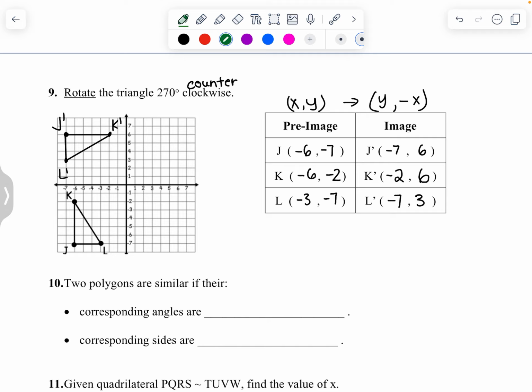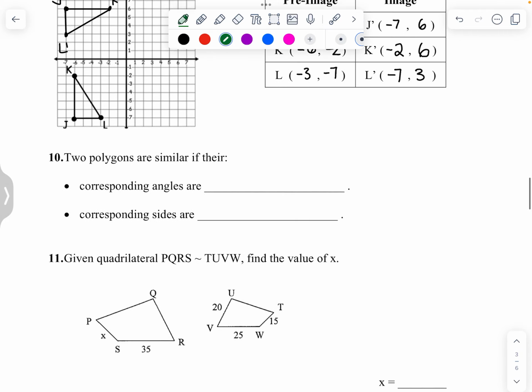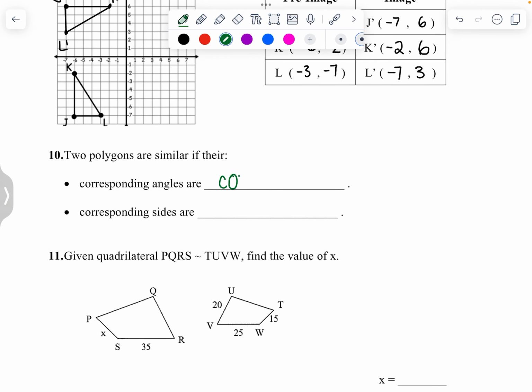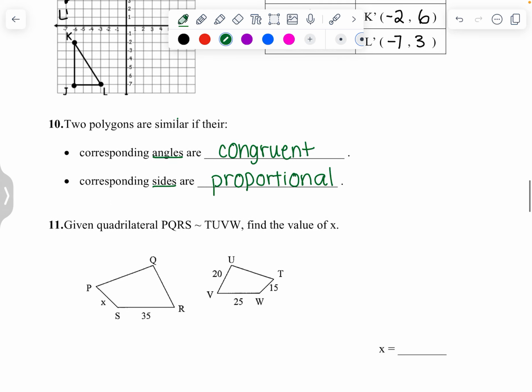So now we're transitioning into the topics we've been learning about this week. Similarity. Two polygons are similar if their corresponding angles are congruent and their corresponding sides are proportional. So we have congruent angles, proportional sides. That's how two polygons can be similar. And similar means same shape, different size.